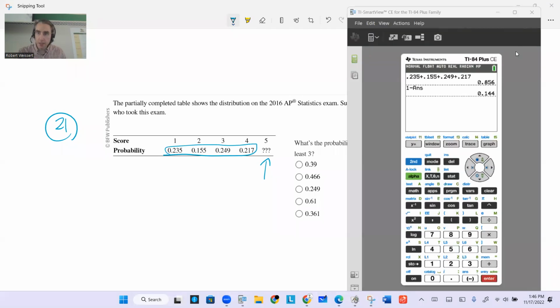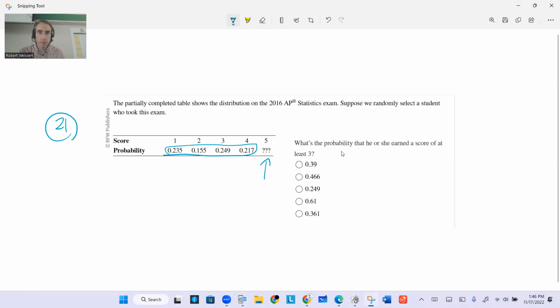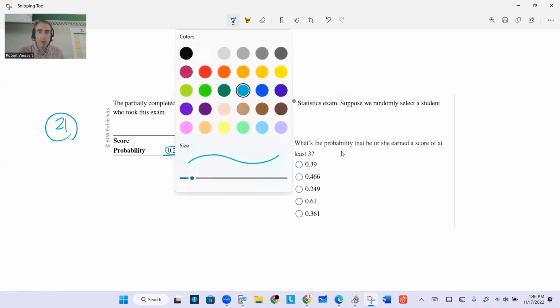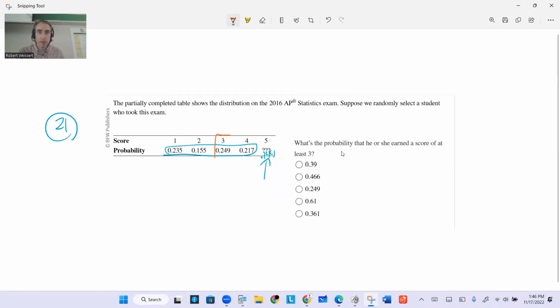All right, so I cheated. No, you can do this. Your calculator is active on everything. So add them together, subtract from 1, you get 0.144. So I'm just going to write that in there. Now I can answer the question. Find the probability that he or she earned a score of at least 3. Well, you know what to do. At least 3 is going to be these numbers.